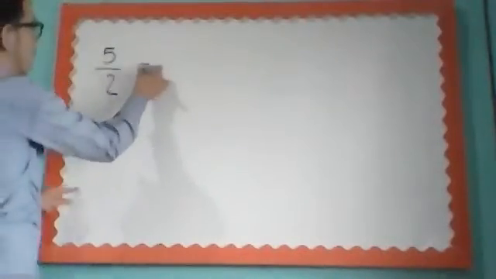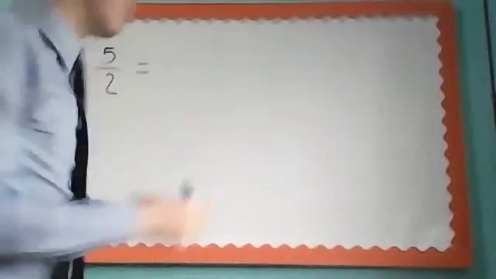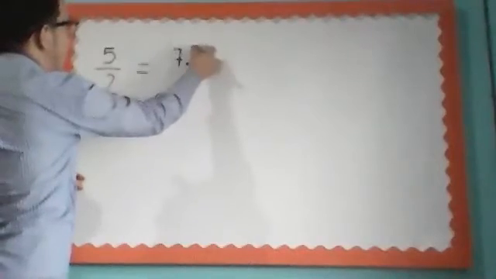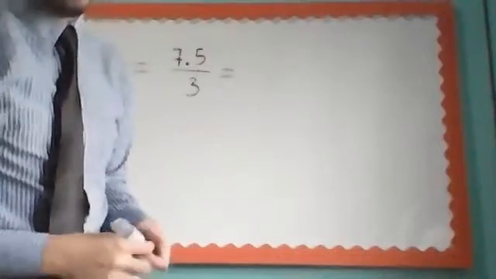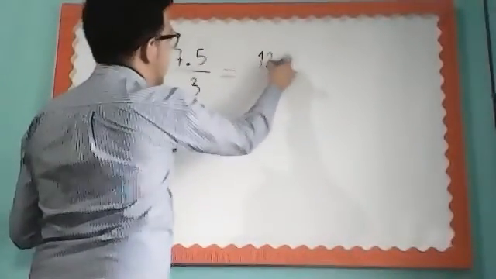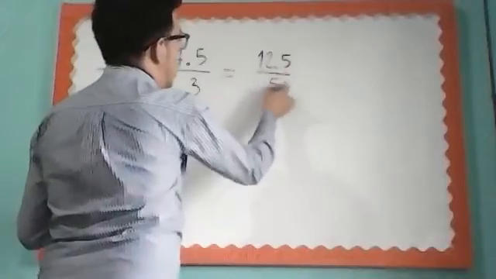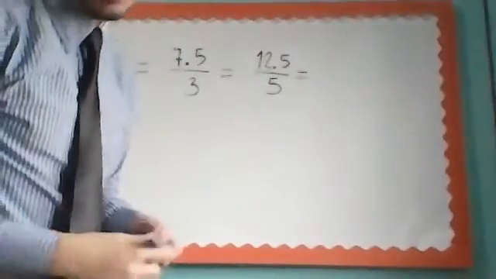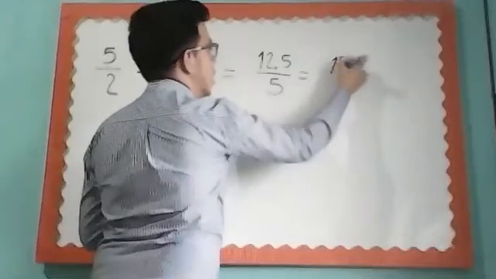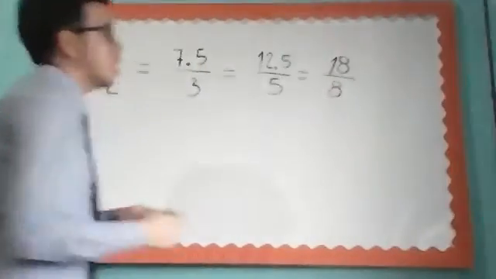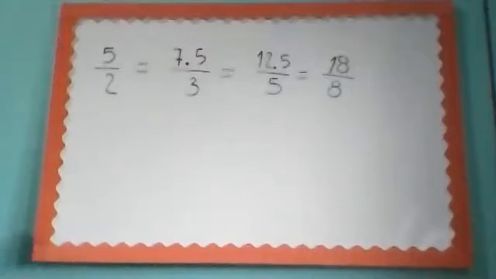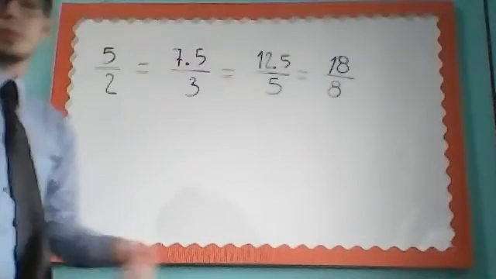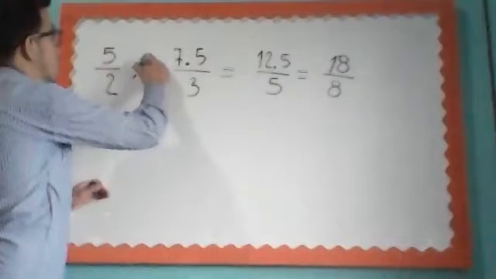5 over 2 equals 7.5 over 3 equals 12.5 over 5 equals 18 over 8. If you simplify this, are the same quantities? No. It's going to be a proportional relationship. No, this is different from this one.